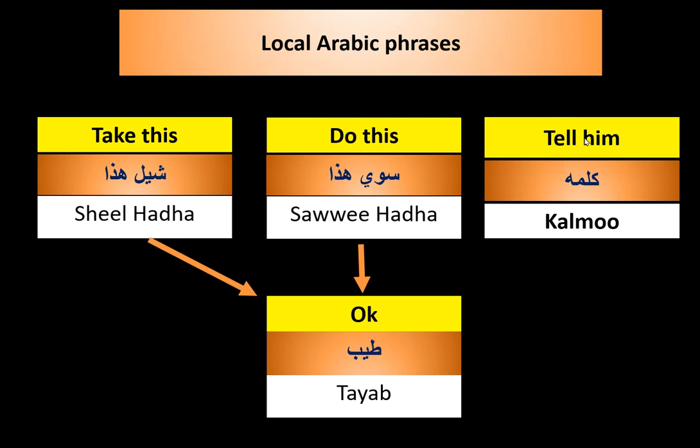Tell him. Kalmu. Kalmu means tell him. Kalam means tell. The O sound at the end represents him. You can also say kalam huwa. Kalam means tell. Huwa means him. But the short form which is used in local spoken Arabic is kalmu. Tell him. The answer will be okay. Tayyib.